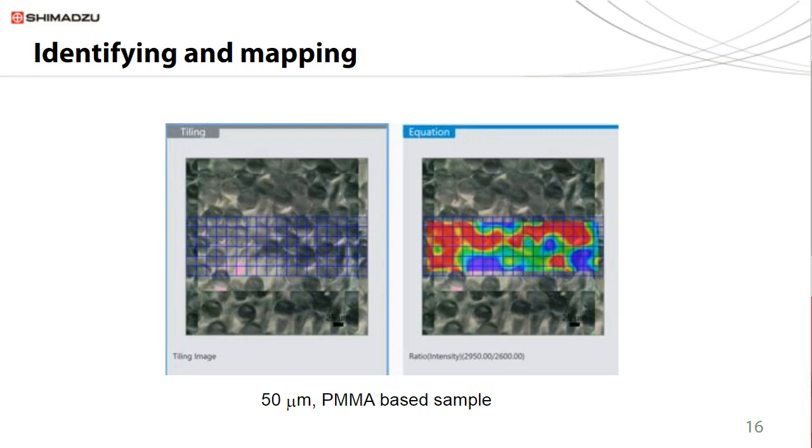Similarly, on this slide, 50 micron size polymethacrylate particles are shown. The left picture shows the visible image of the particles, and the right shows the relative prevalence of the particles as determined by the infrared microscope.